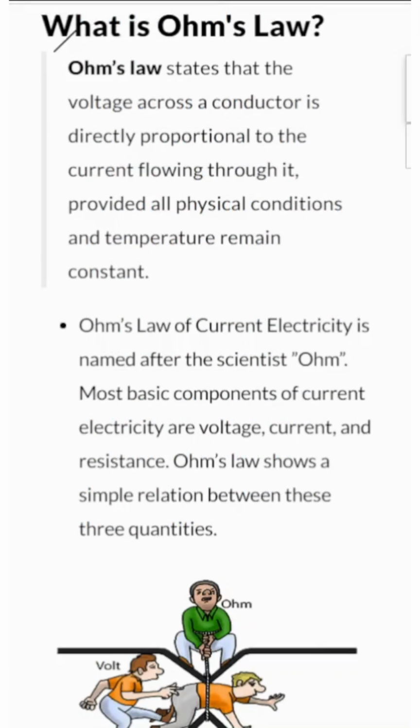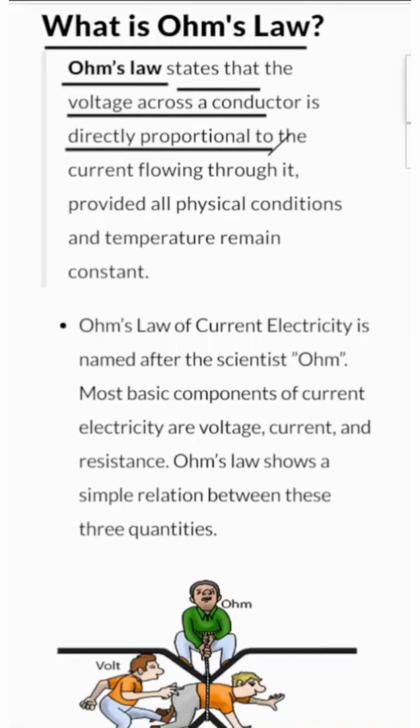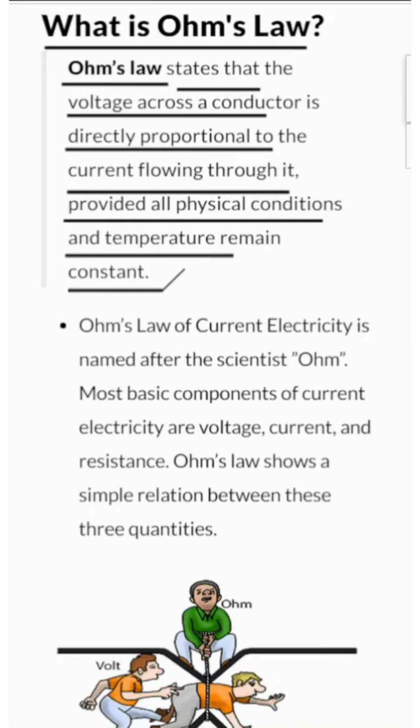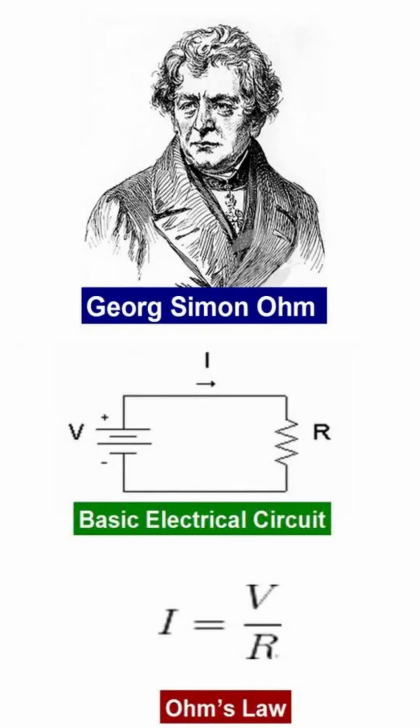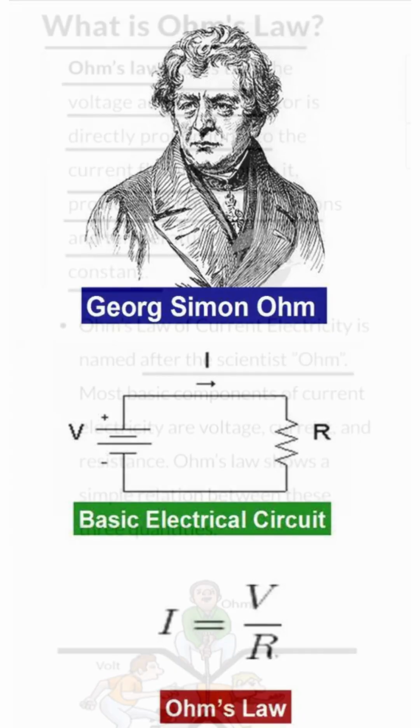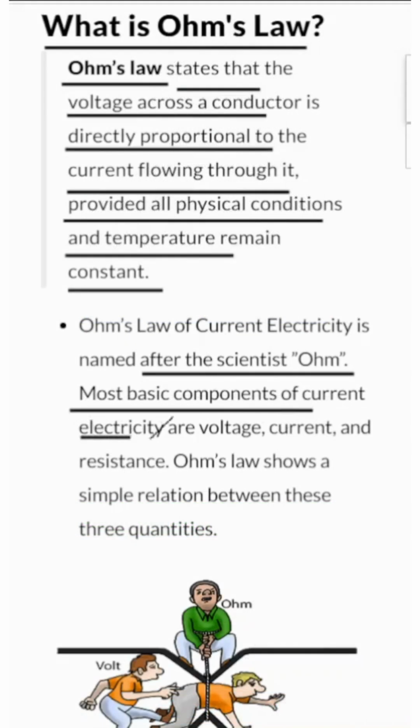What is Ohm's law? Moving on to Ohm's law, which is a fundamental principle in the world of electricity. Ohm's law states that the voltage across a conductor is directly proportional to the current flowing through it, provided all physical conditions and temperature remain constant. This law is named after the scientist Georg Simon Ohm, who made significant contributions to our understanding of electrical circuits in the 19th century. The basic components of current electricity are voltage, current, and resistance.